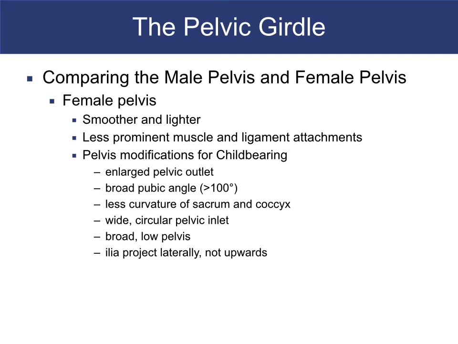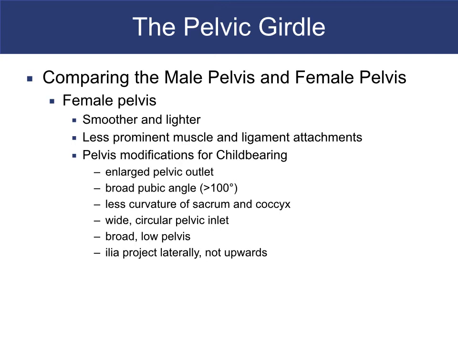There's a wider pubic angle. I'll show you that in a minute on another slide. Otherwise, it doesn't make any sense, I don't think. There's less curvature to the sacrum, so it makes for more room down there. Women generally have a broad, low pelvis. That gives them hips. You know, skinny guys don't have any hips at all.